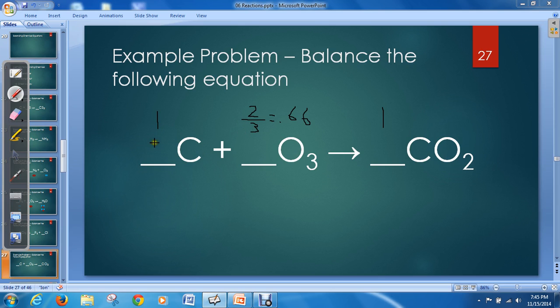So 1 times 3 is going to give me 3. 2/3 times 3 is going to give me 2. And then 1 times 3 is going to give me 3. Okay, so there we go. There's our balanced equation using direct multiply.